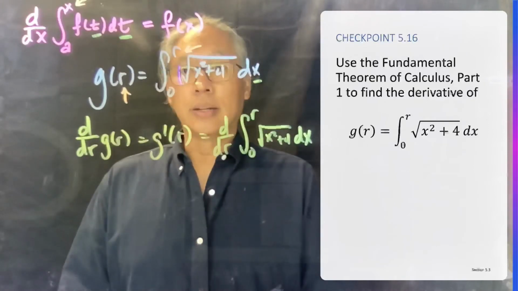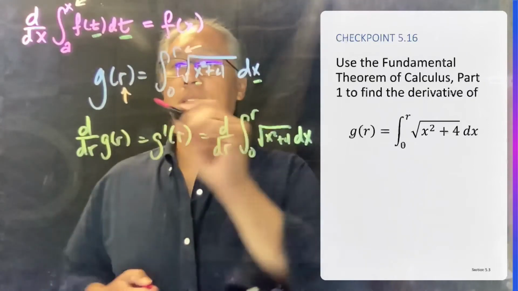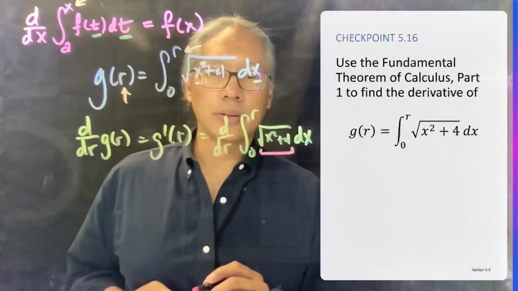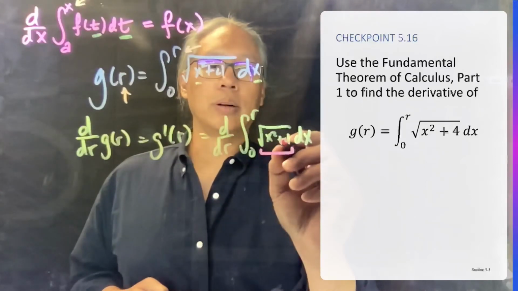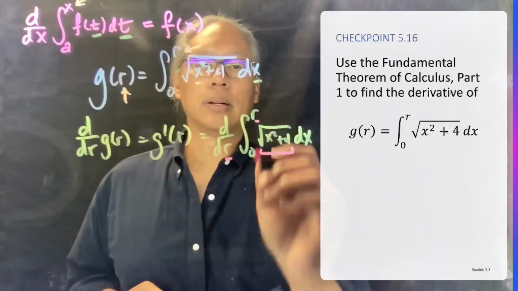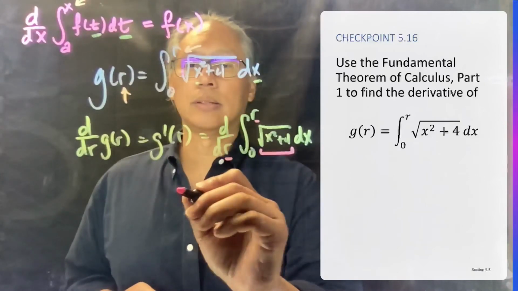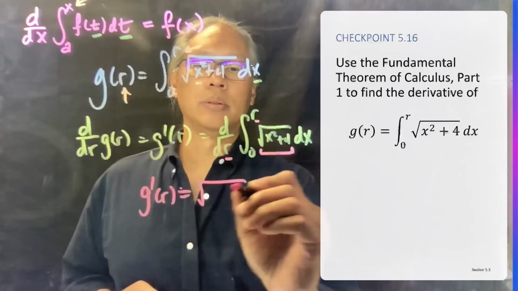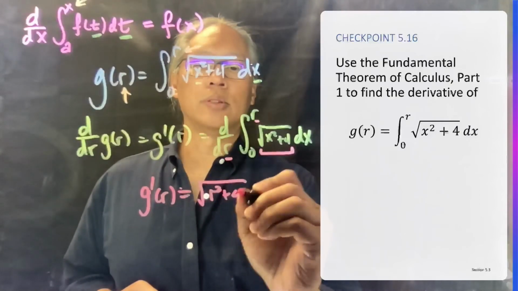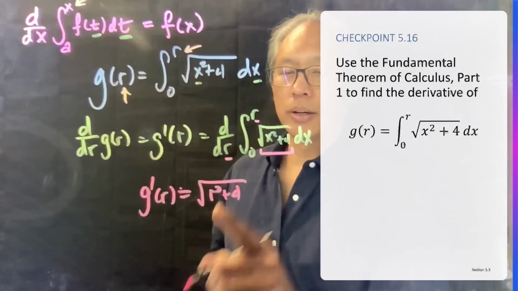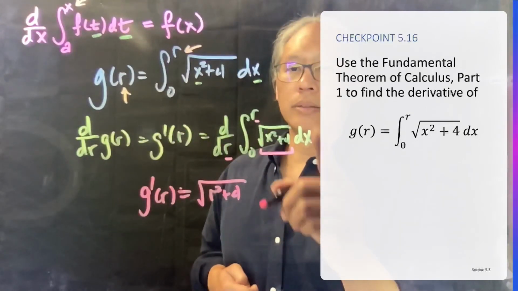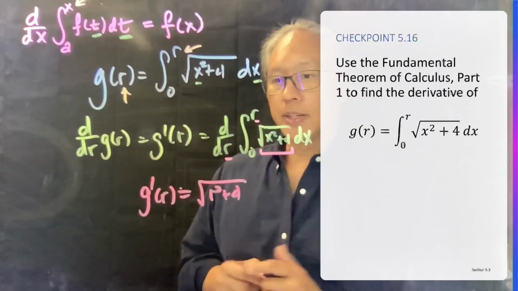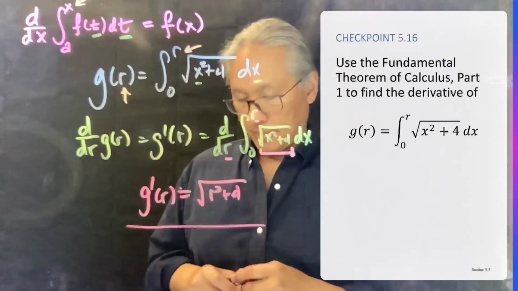But the whole idea is that by taking advantage of this formula, we just want to focus on this function, the square root of x squared plus 4, except we're going to replace x with r. So g prime of r is equal to the square root of r squared plus 4. And remember, it gets replaced with r because after you do this antiderivative, you're going to get that original variable back. All right, so this is your answer. Hope that helps.